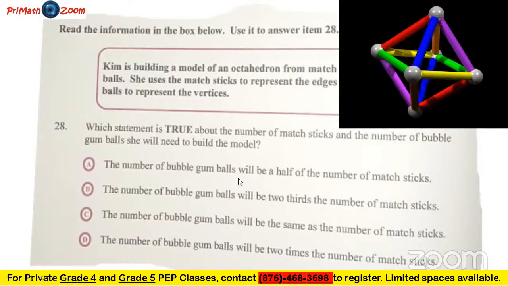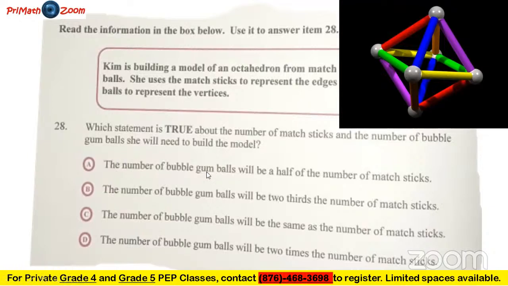Let's see. It says A, the number of bubblegum balls will be half the number of matchsticks. So let's count the number of bubblegum balls and the number of matchsticks. Bubblegum balls, 1, 2, 3, 4, 5, 6 bubblegum balls. Let us count the matchsticks. 1, 2, 3, 4, 5, 6, 7, 8, 9, 10, 11, 12. So we have 12 matchsticks and 6 bubblegum balls.